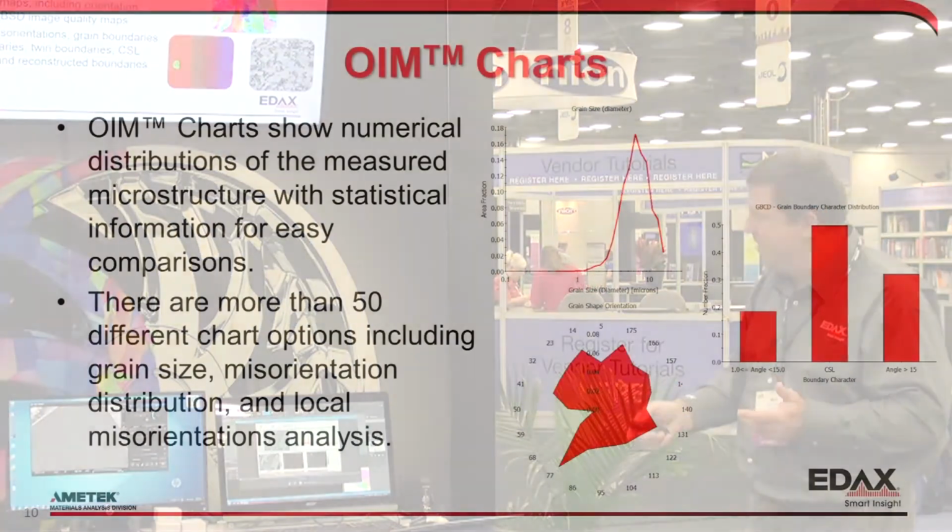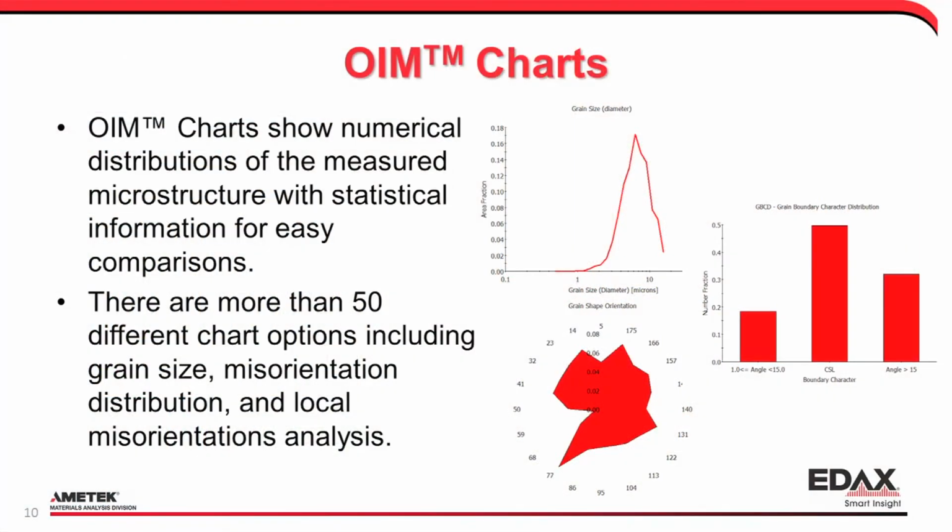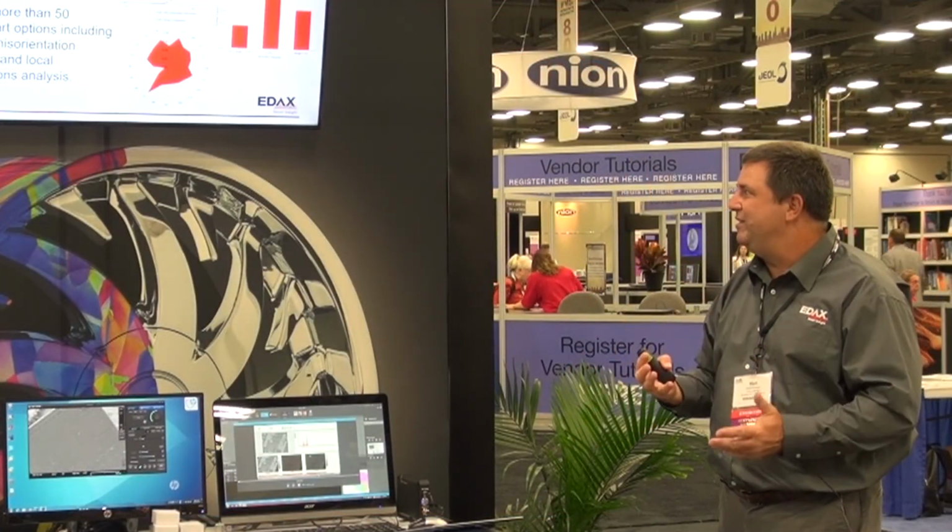the microstructure. At the same time, we can numerically describe the data, and this is just examples of grain size or grain boundary character distribution or grain shape. When you're able to get numbers and standard deviations and distributions, it's a lot easier to compare quantitatively different microstructures.